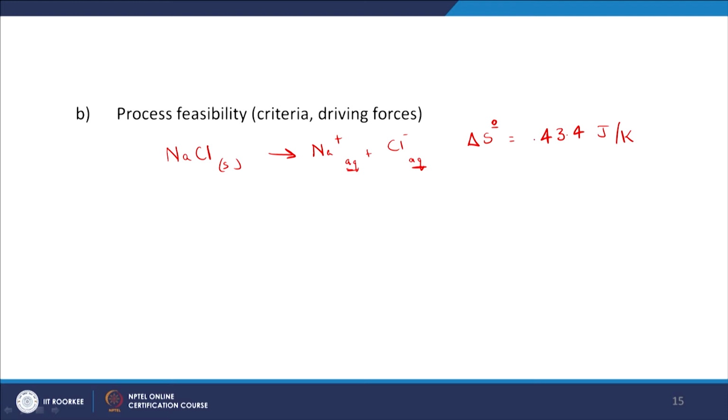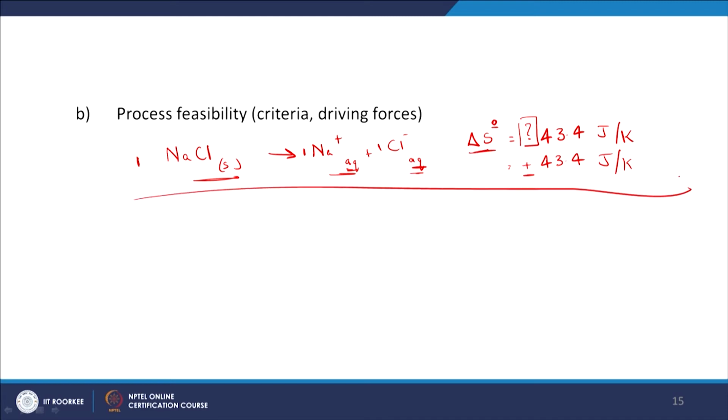And obviously if someone asks you to guess what's the sign here, you can say it's going to be positive, plus 43.4 joule per Kelvin. And why is that? Obviously now you have a solid phase dissociating into aqueous phases, and more importantly initially you had 1 mole and now you have 1 plus 1, 2 moles. So the greater the disorder, we know that delta S is going to be positive. So that's one example that you would see.